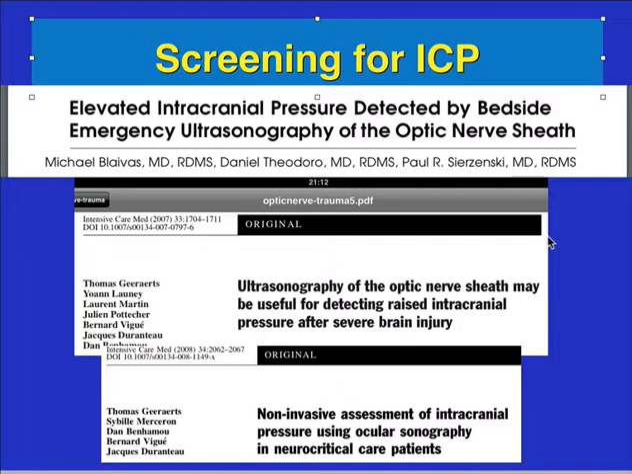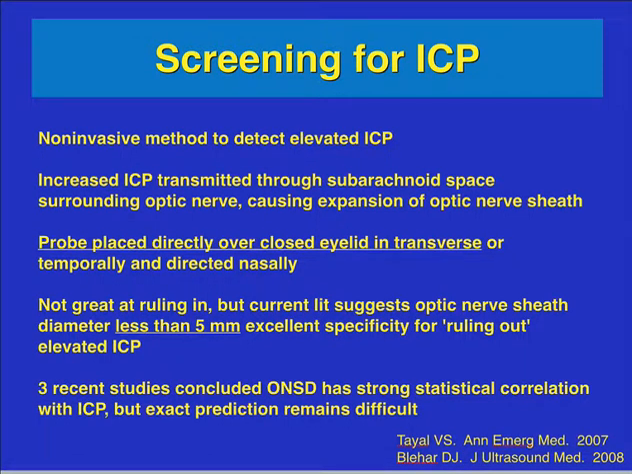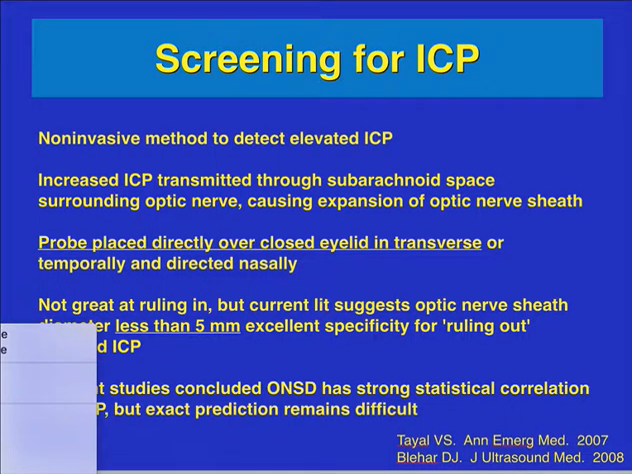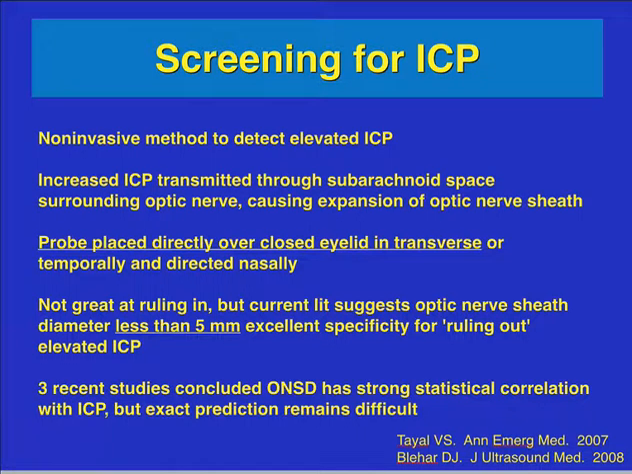In the intensive care unit, you may want to see if the patient has increased intracranial pressure. There are multiple articles on this. It's a non-invasive method to detect increased ICP. Increased ICP is transmitted through the subarachnoid space through the surrounding optic nerve, causing expansion of the nerve sheath. The probe is placed directly over the closed eyelid, just like I mentioned before.